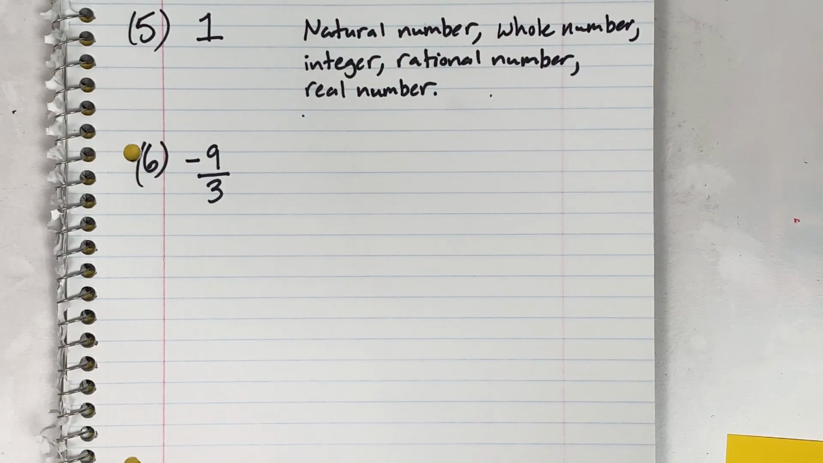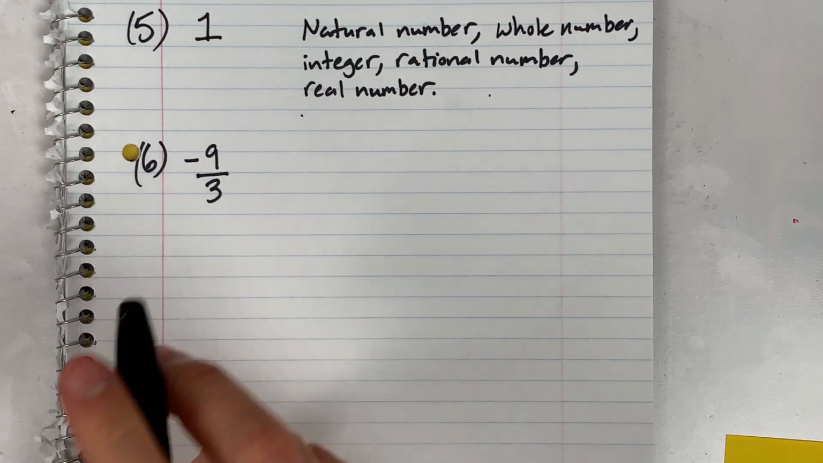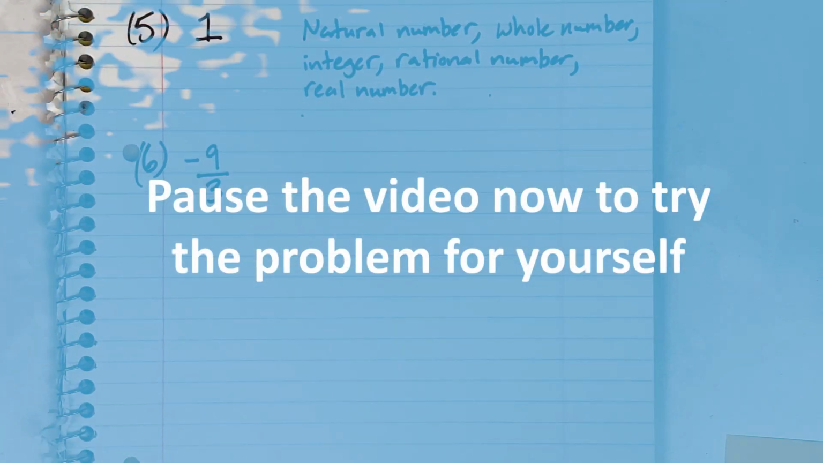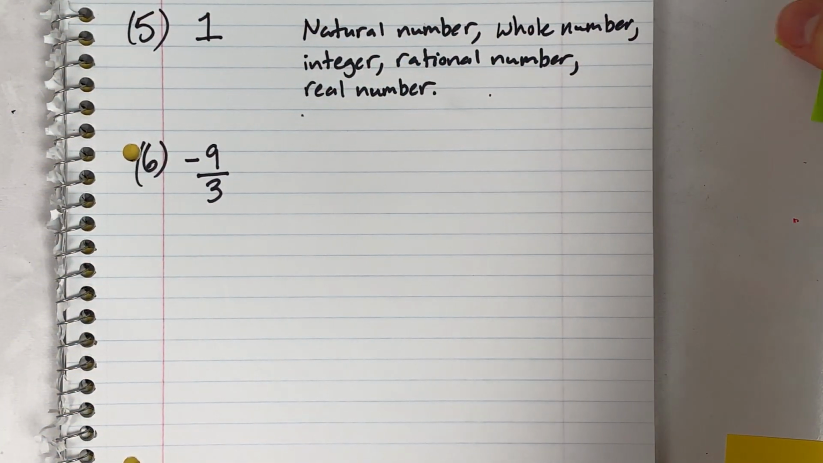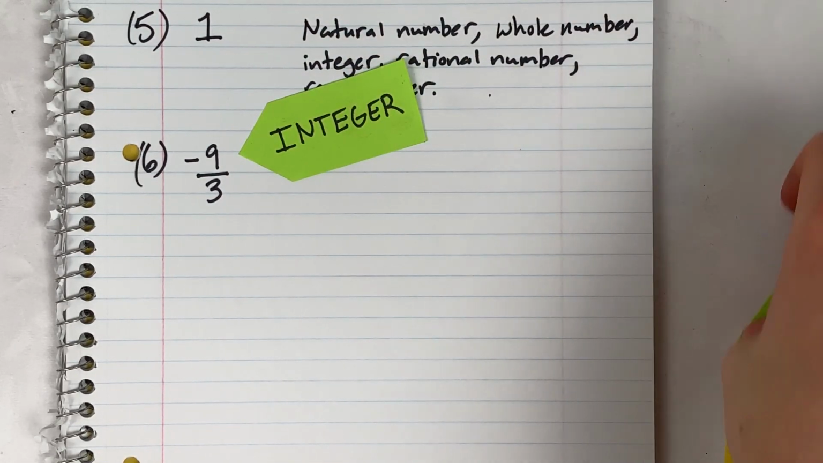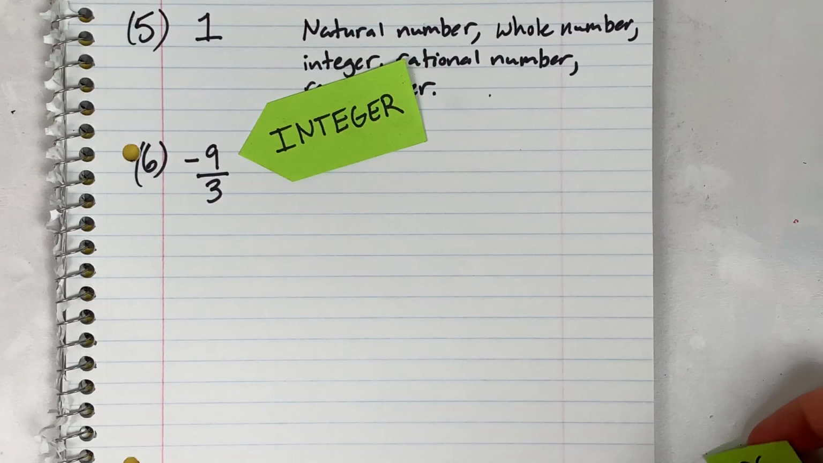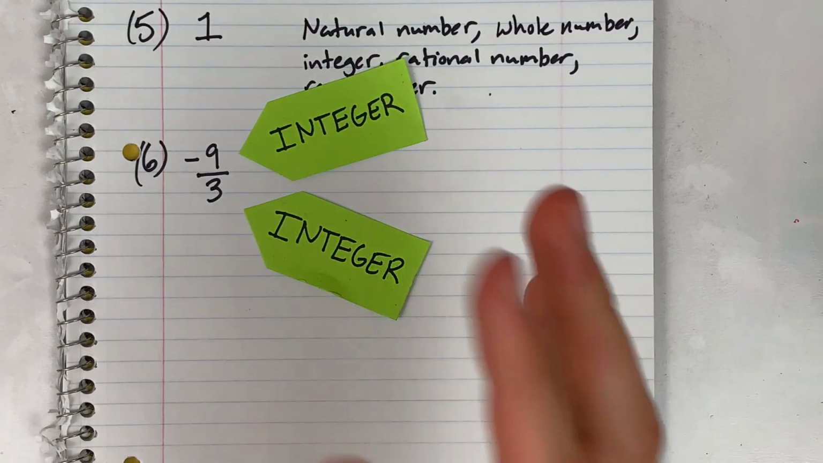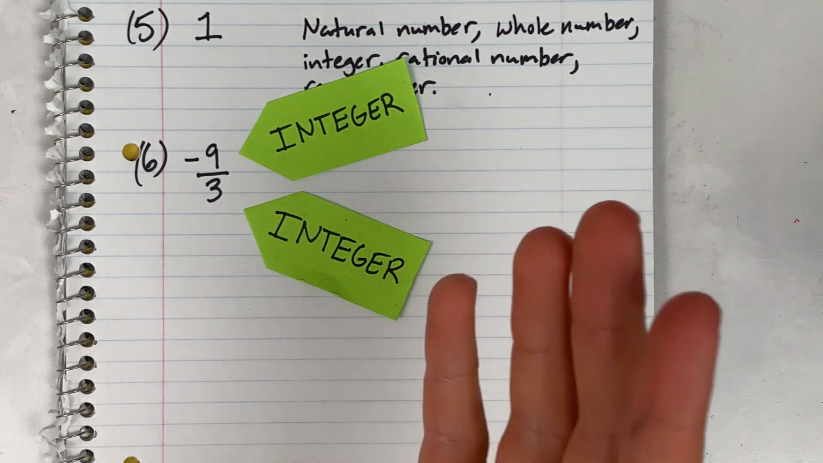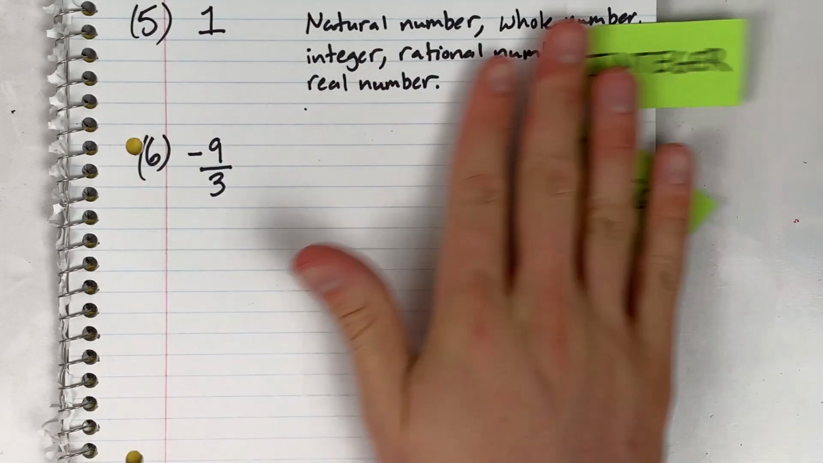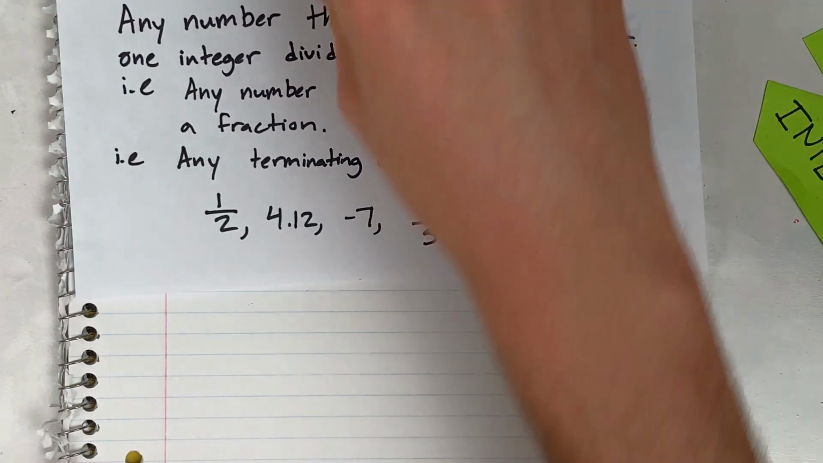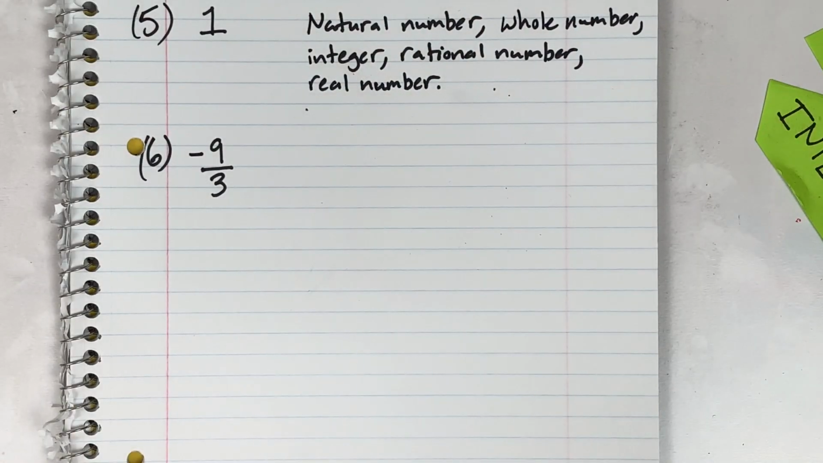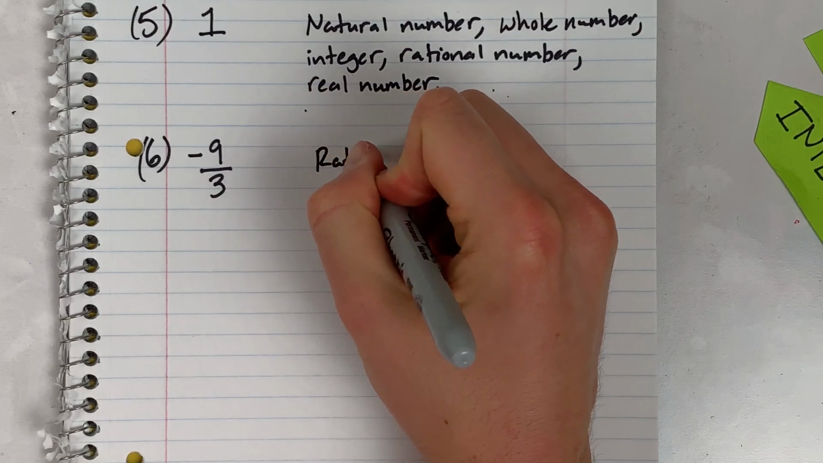Okie dokie, next up we have the number negative 9/3. How many ways can we classify negative 9/3? Well, let's see here. We know that negative 9 and 3 are both integers. So, based on our definition, we know that negative 9/3 is one integer divided by another integer, which exactly makes it a rational number. So we know negative 9/3 is a rational number.